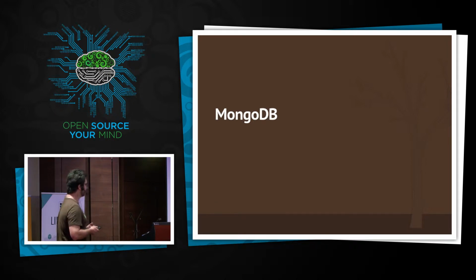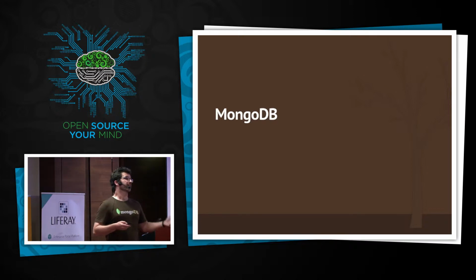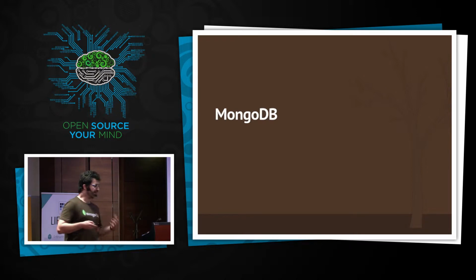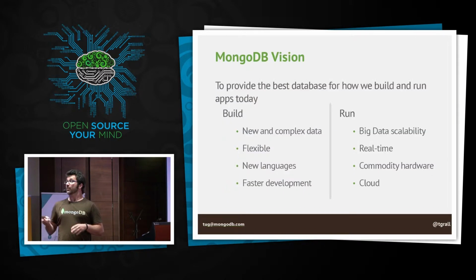If you look at why, or what was the vision, when in 2007, the founder of MongoDB created the database, they had a specific vision in mind. 2 parts. One was about the development. So the build part. You want something that deals with the complexity of your data.